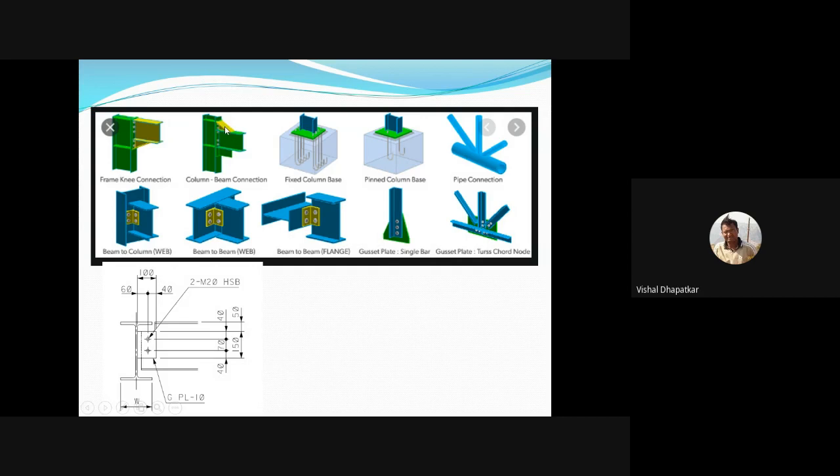Only thing is that haunch is provided at the top. This is fixed base column. You can see the bolts are outside the flanges. So this is fixed base. This is pin column base in which the bolts are provided inside the flanges.